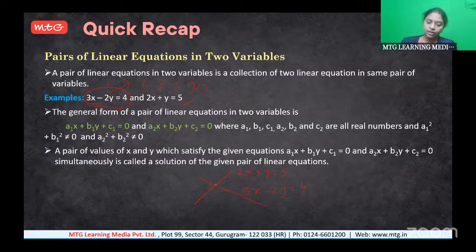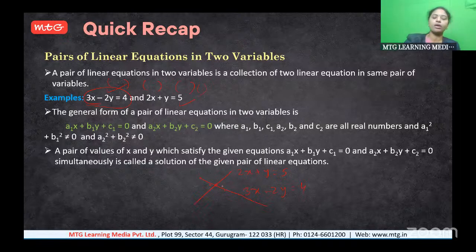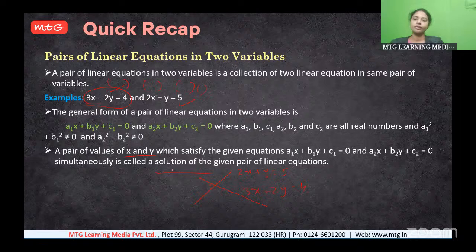Now, if these two lines have any common point, that common point gives the values of x and y which satisfy both the given equations, which we also call the solution of the given pair of linear equations. Okay. Now, when is the solution possible? How is it possible? When is it not possible? We will study in detail.